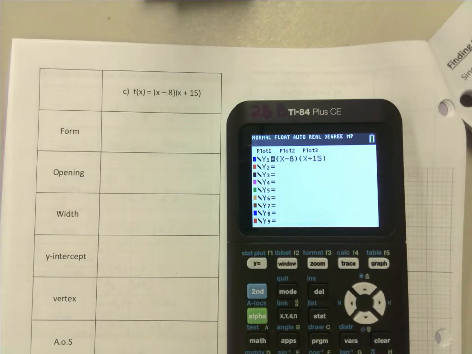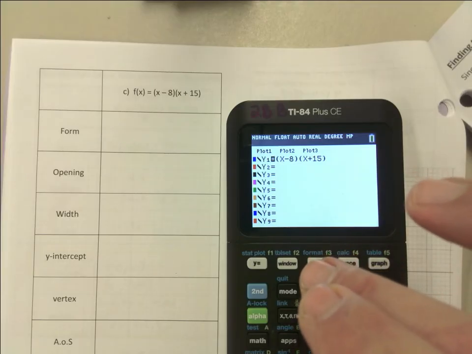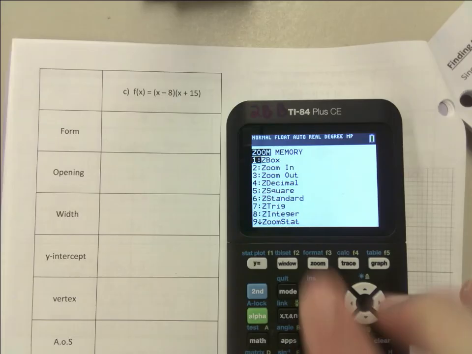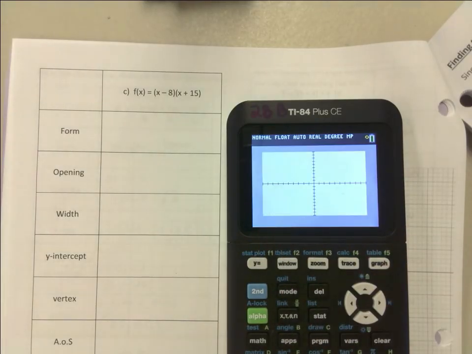You can hit graph and see what happens, but I just tend to go zoom standard. Zoom 6. Right? Zoom standard is zoom 6. And see if it does anything for me. Doesn't really do a good job. If this does a good job for you, leave it. Don't do zoom fit. Just leave it. But it doesn't do a good job.